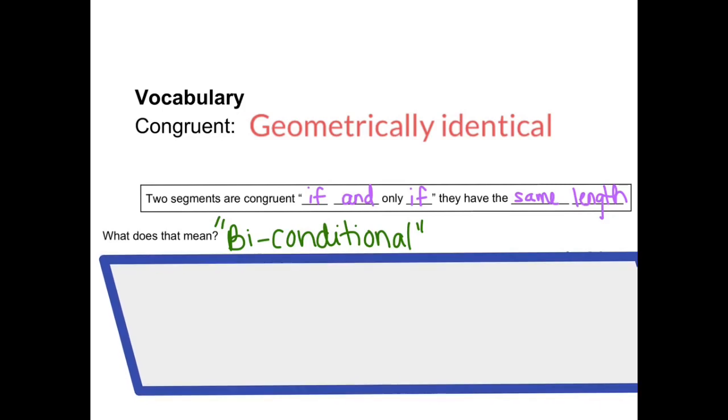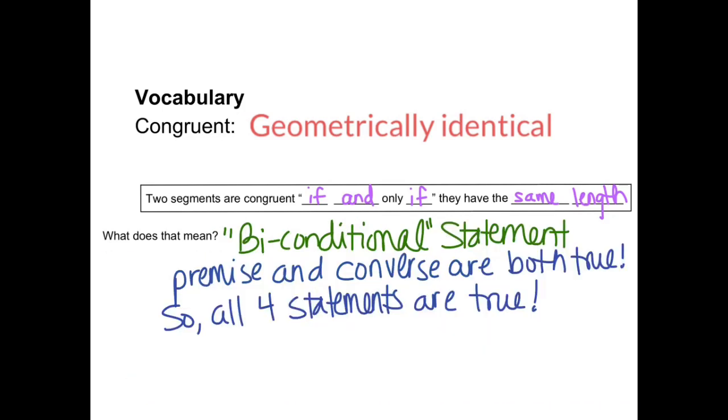That means it's a biconditional statement. A biconditional statement means that both the premise and the converse are true, so actually all four statements are true. And again, those four statements refer to the premise, the converse, the inverse, and the contrapositive. So when you have this if and only if, it's a biconditional statement, which essentially means that all of these are true. So two segments are congruent if and only if they have the same length. So if the same length, they're congruent. If they're congruent, then they have the same length.